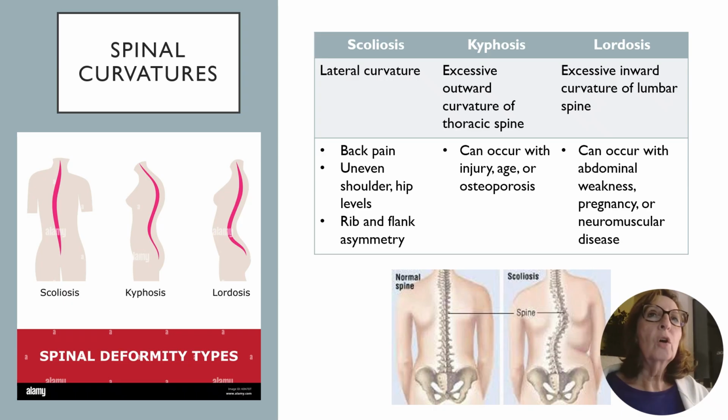When we talk about curvatures of the spine, they can move in basically three different ways. Scoliosis is when the spine is kind of in an S shape. Kyphosis is more bent over from the shoulder area, and you're going to see that more in patients who are elderly, in their 80s and 90s. You're going to see kyphosis.